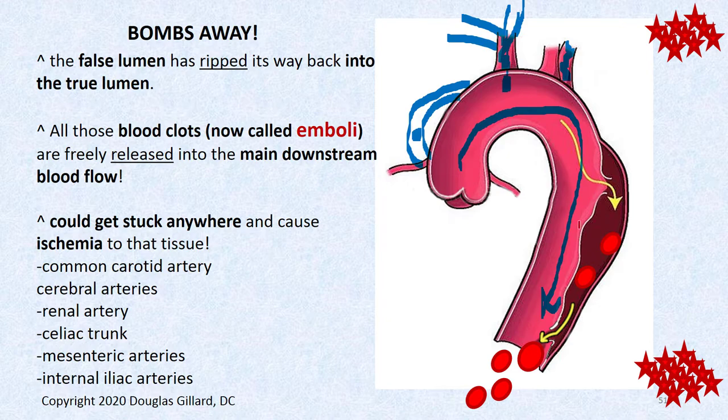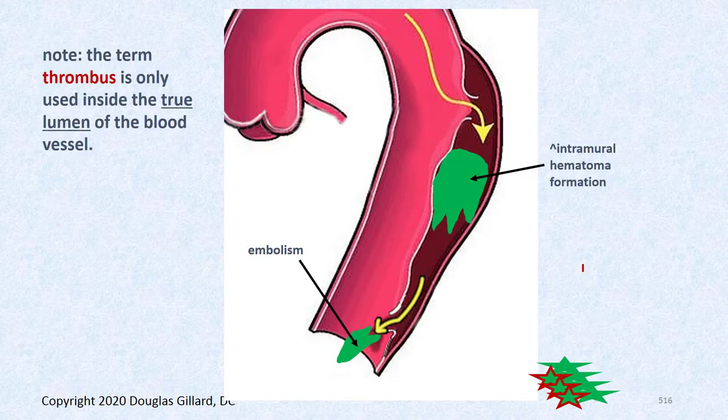So no, but it could get stuck in the renal artery. Where else could it go? Any of the inferior or superior mesenteric arteries and cause ischemia and infarct of the intestines. The celiac trunk could go into the renal artery or the common hepatic artery. I mean, there are all sorts of possibilities for this when it occurs. There's just another cartoon of it. Another word for this is an intramural hematoma, which is inside the wall of the blood vessel.